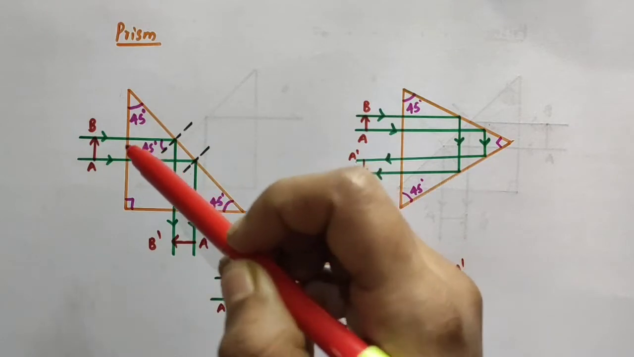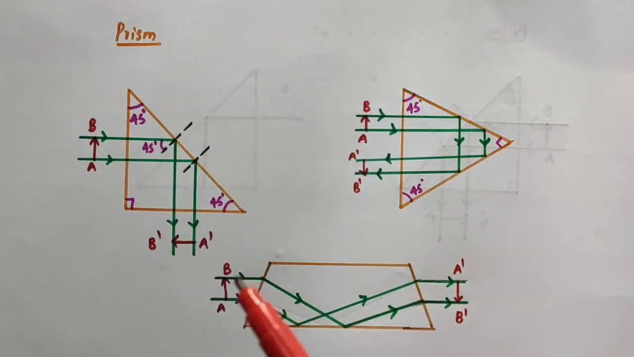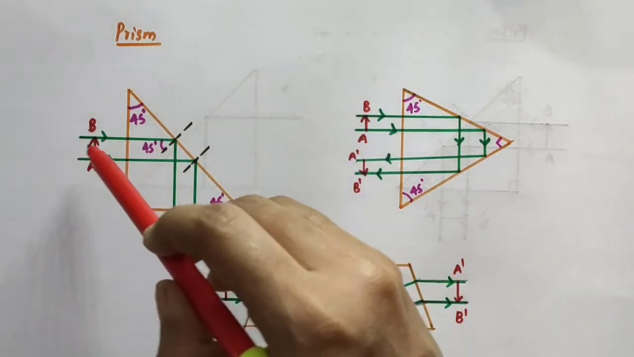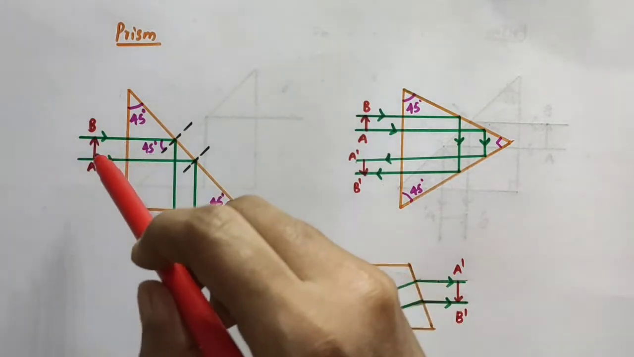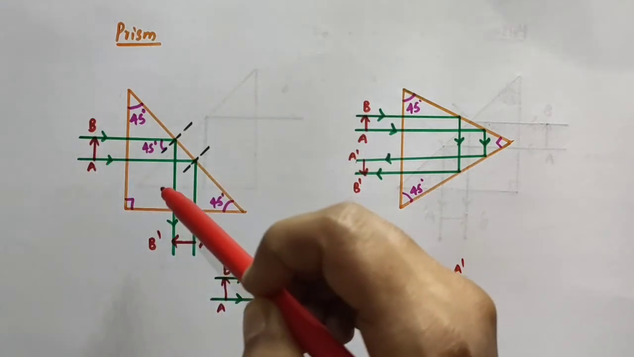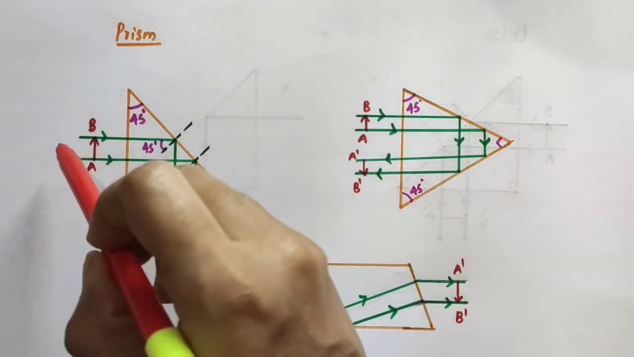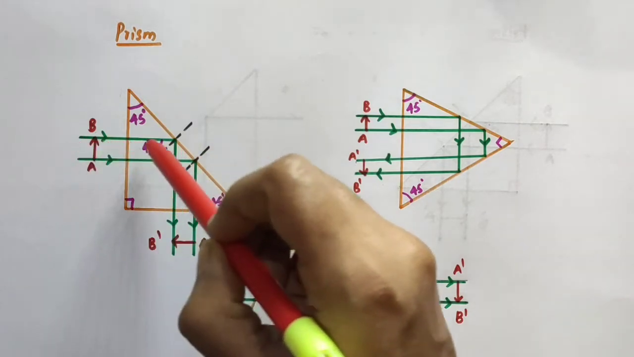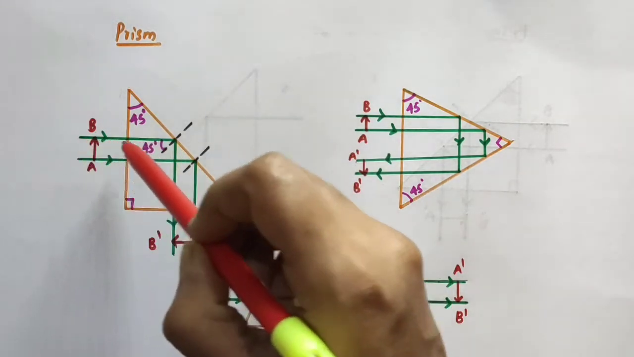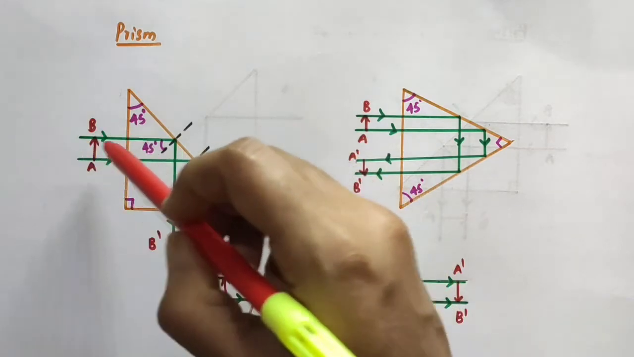So the critical angle will be less than 45 degrees. And here you can see that this ray is actually coming from air entering the prism. But we haven't drawn a refracted ray here. Why? Because this is the point of incidence, and when we draw a normal, this ray is actually passing along the normal. So there won't be any deviation in its path.